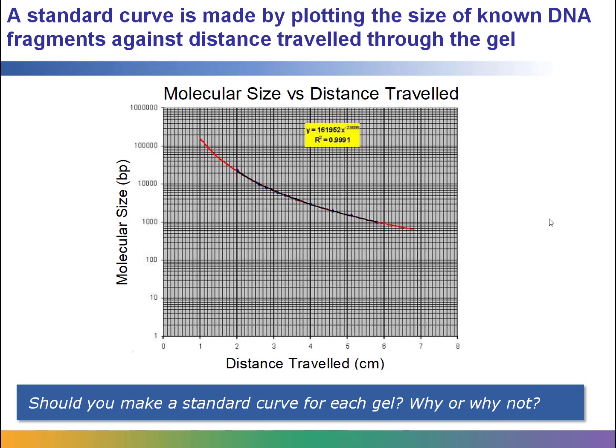So it's standard practice to fill one of the wells in the gel with a sample of known fragments. That's usually your DNA ladder. The results from this well are used to plot a standard curve. So that's what you're seeing here. We're looking at the size of the DNA fragment, which we count in base pairs. BP means base pairs. And then here at the bottom, you're looking at how far the fragment traveled away from the well, and we're looking at that in centimeters.